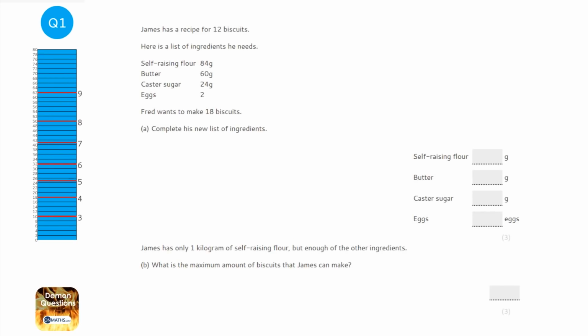Okay, so in this question we're given recipes for 12 biscuits, and that's going to be important. But we're also told that Fred wants to make 18 biscuits. Complete the new list of ingredients, the amounts of the ingredients. So I've got to somehow get from 12 to 18 by just timesing or dividing. I can't really think of a way to get from 12 to 18 easily without a calculator directly.